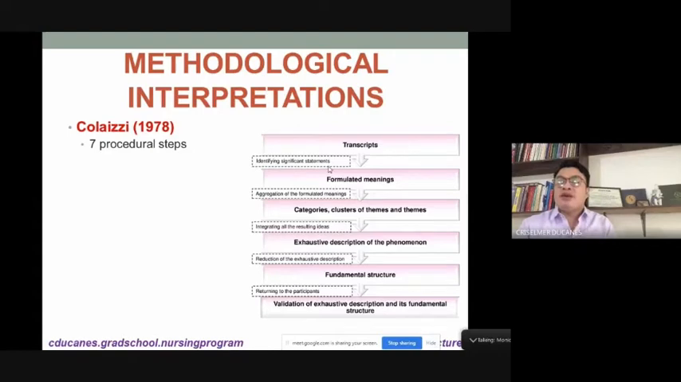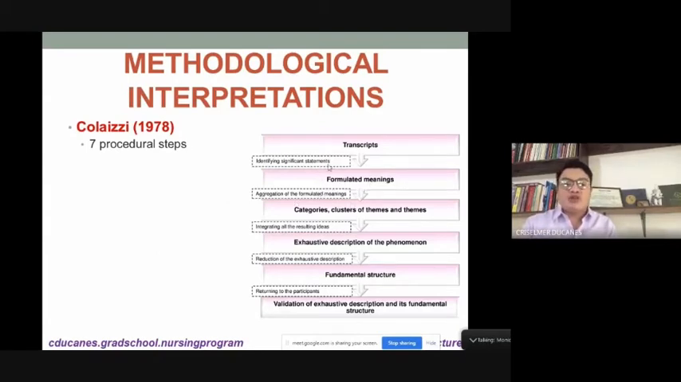Because in our interviews, sometimes we get carried away and ask our participants things that are not related to what we are talking about. So by reading your transcript, you can separate the non-significant statements from the significant statements. Once you have identified the significant statements, you group them. Once you have grouped the significant statements, you would now make a formulated meaning.